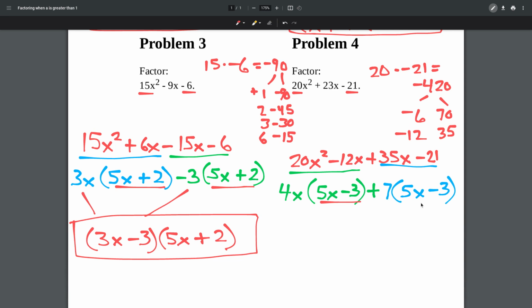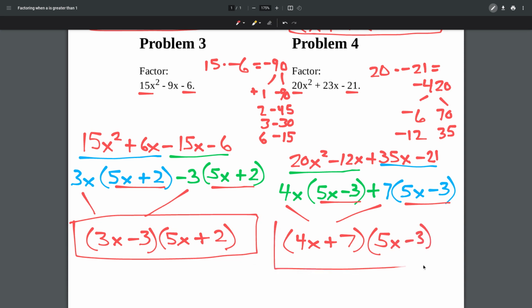These two here, this one and this one, are the same. So we're going to go backwards from double distribution and write this as 4x plus 7 times 5x minus 3. And that's our quadratic in factored form.